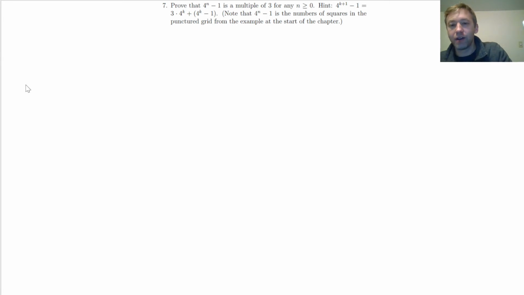Okay, one more. Let's prove that 4 to the n minus 1 is always a multiple of 3 for all n at least 0. Now, the hint is pretty useful here. But anyway, let's do this by induction. This is again from chapter 4. The basis is the case n equals 0.